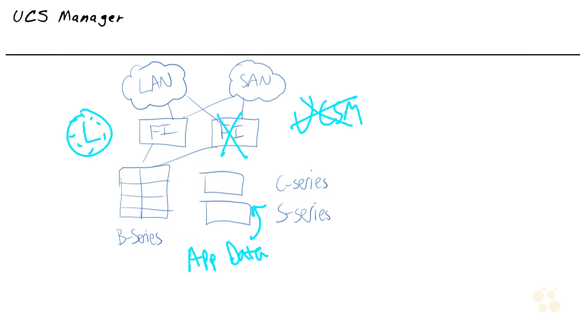It's out of band, we call that. Out of band management of the environment. So with UCS Manager being down, for whatever reason, we still have full access, can come in through the network and access our applications and our data.